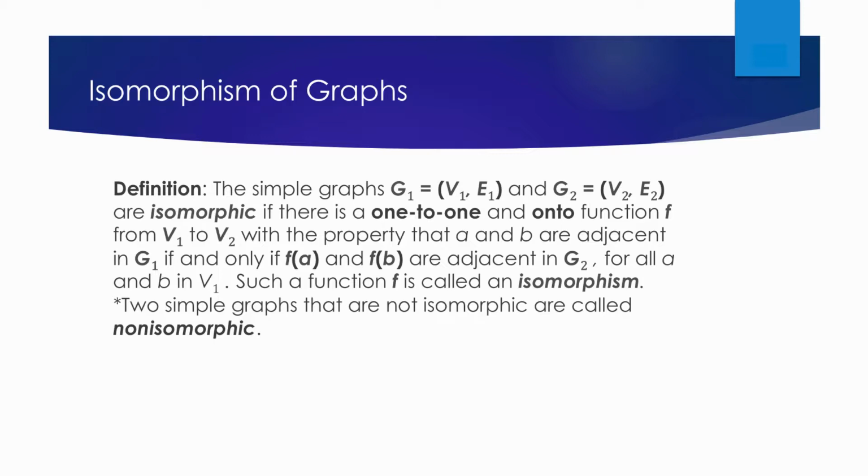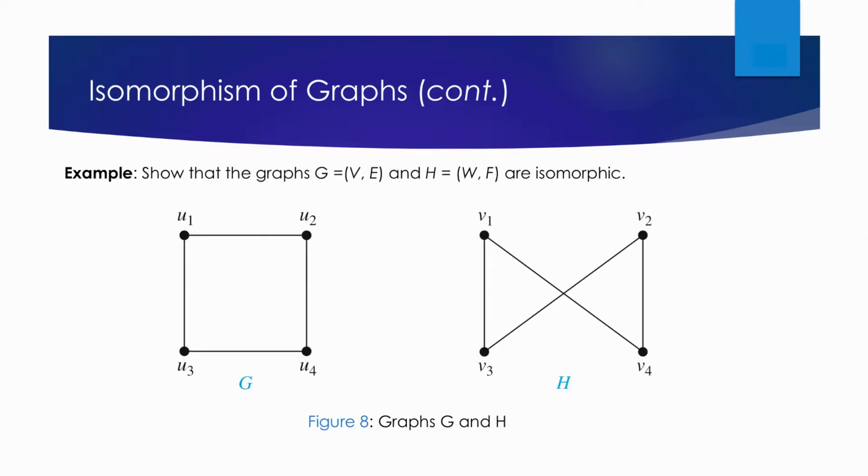Two simple graphs that are not isomorphic are called non-isomorphic. In other words, when two simple graphs are isomorphic, there is a one-to-one correspondence between vertices of the two graphs that preserves the adjacency relationship. Isomorphism of simple graphs is an equivalence relation. So let us take an example.